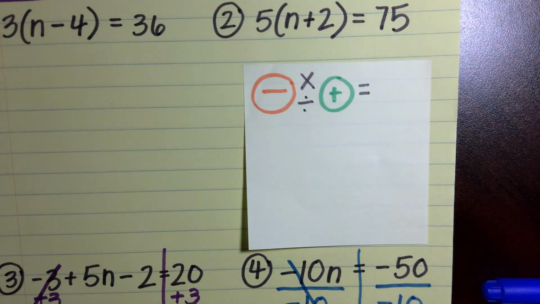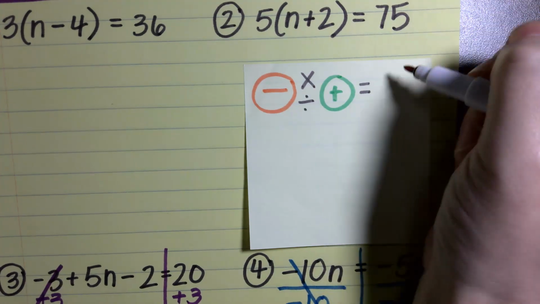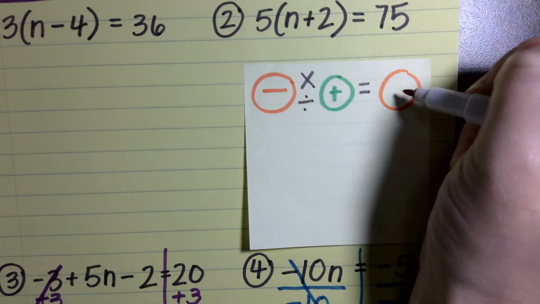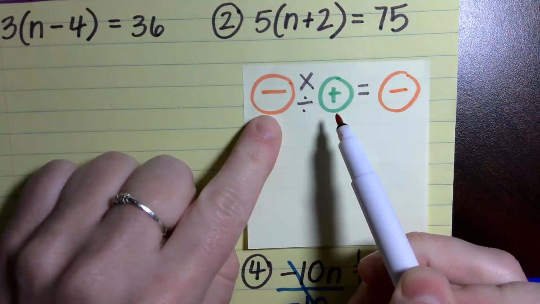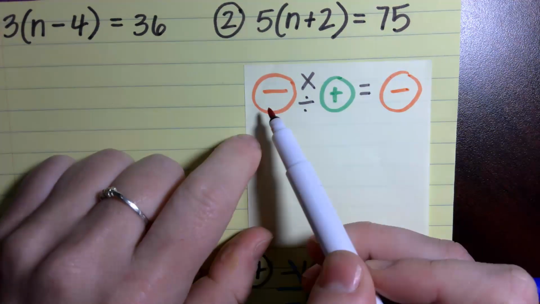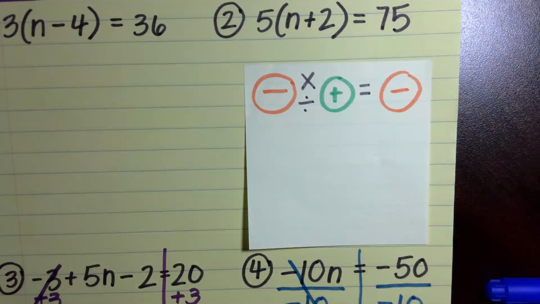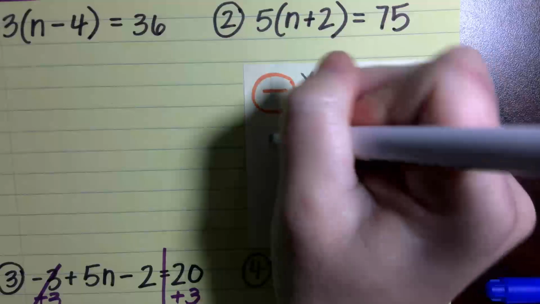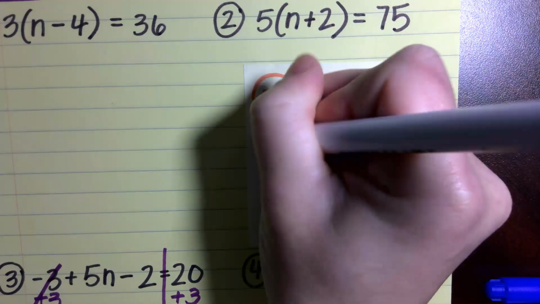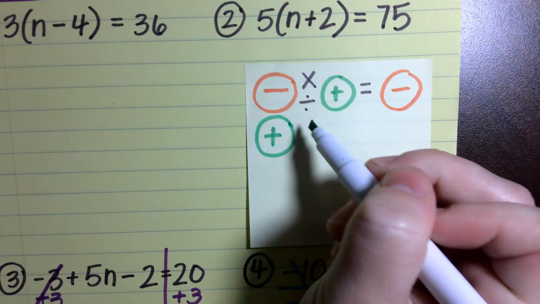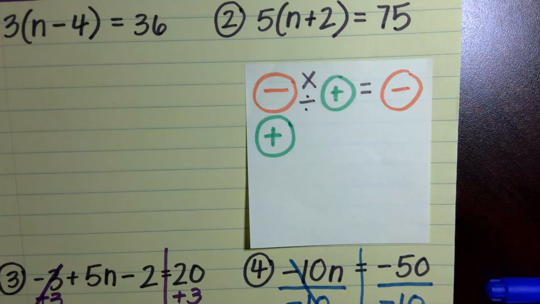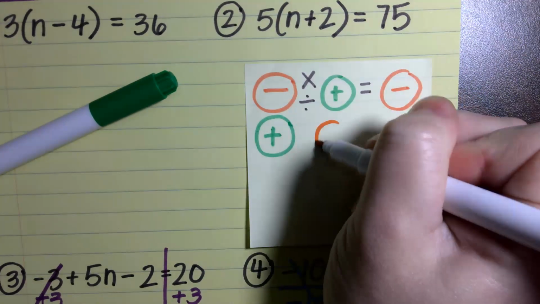Negative. Very good. So whenever we are multiplying or dividing and our numbers have different signs, so this one's negative, this one's positive, my answer is going to be negative. What if it was the other way around? What if I had a positive number multiplied or divided by a negative number?